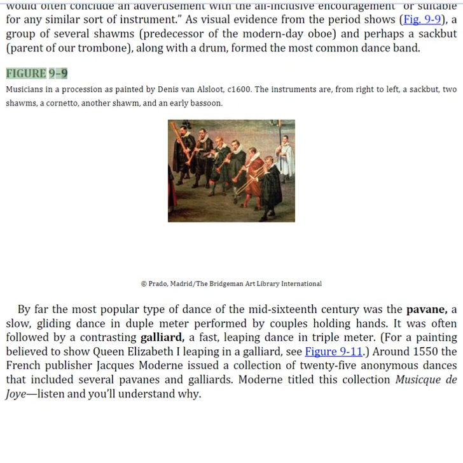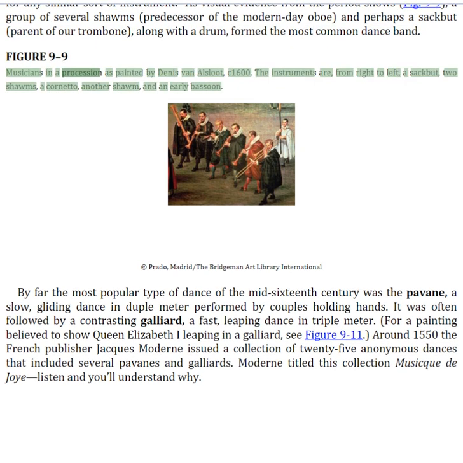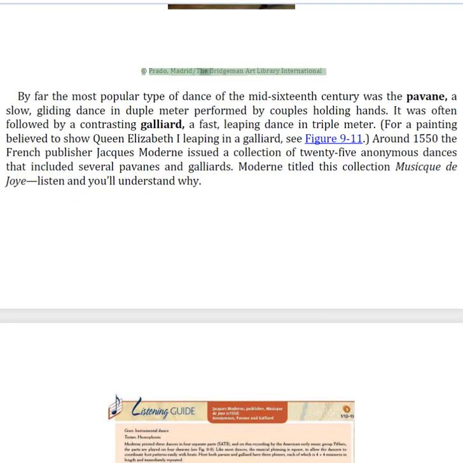Figure 9. Musicians in a procession as painted by Dennis van Alsloot, c. 1600. The instruments are, from right to left, a sackbut, 2 shawms, a cornetto, another shawm, and an early bassoon. Copyright Prado, Madrid. The Bridgman Art Library International.